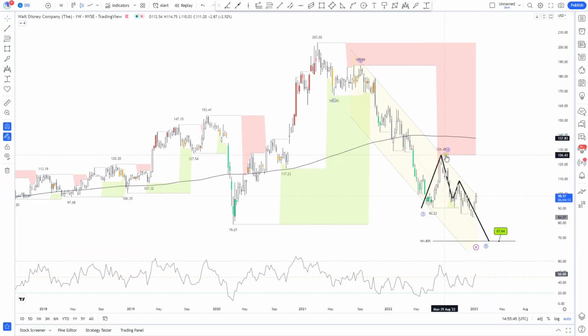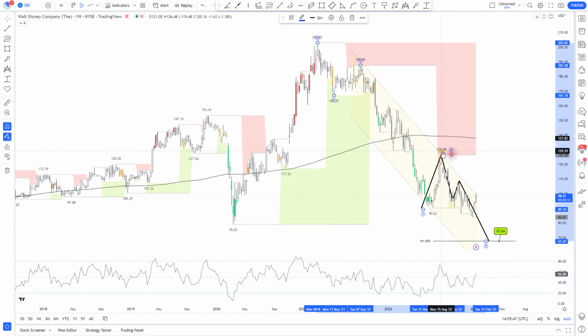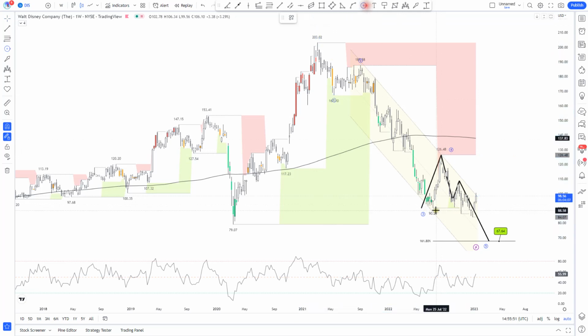And of course, only a clear violation of this previous fractal resistance will confirm the false breakout below this structure, which we are now facing. So we are seeing the price starting to bounce. A clear violation of this trend line or this descending channel may offer upside momentum for the stock, probably targeting the previous structural lows.